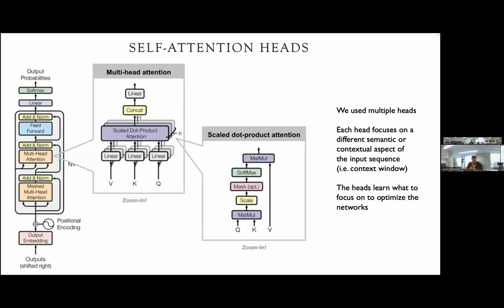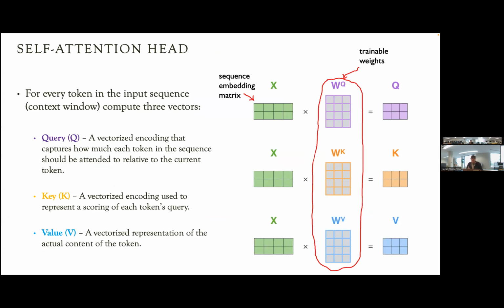So the self-attention heads, like I said before, do a couple of things. The first thing is that each one of them has 3 vectors associated with it: a query vector, a key vector, and a value vector. The query vector, let me go to this page here real quick, is a vectorized encoding that captures how much each token in the sequence should be attended to relative to the current token, right? It's just this long query vector that you can populate.